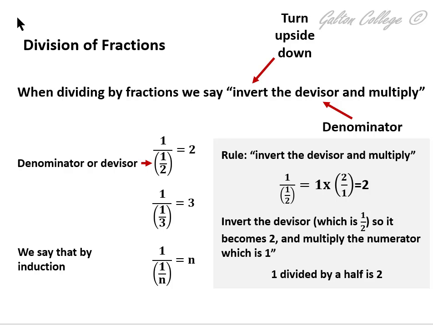Now, when dividing by fractions, we say invert the divisor and multiply. The divisor is the denominator. And this is what we've done here. We take 1 divided by a half is 2, 1 divided by 1/3 is 3, 1 divided by 1/n is n, whatever n is. N could be 100. If we divide 1 by 100th, we'll find it is 100. There are 100 100ths in 1. There are 4 quarters in 1.